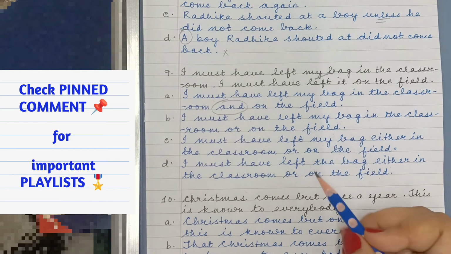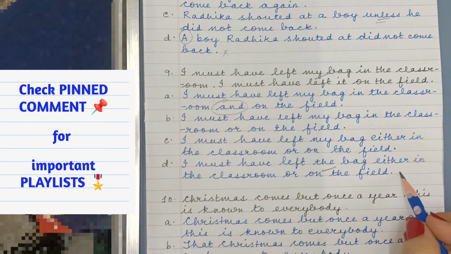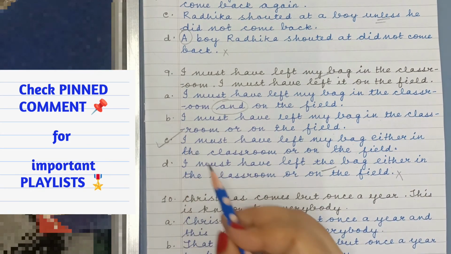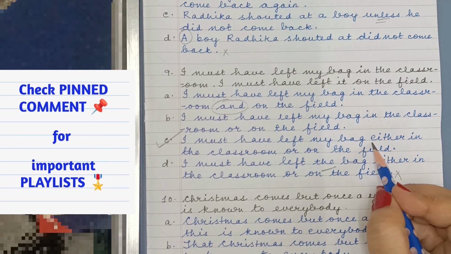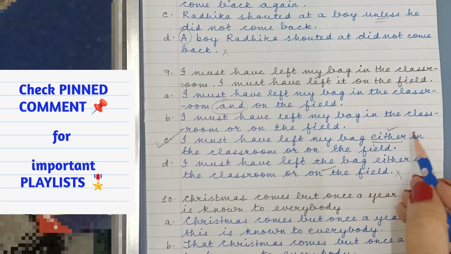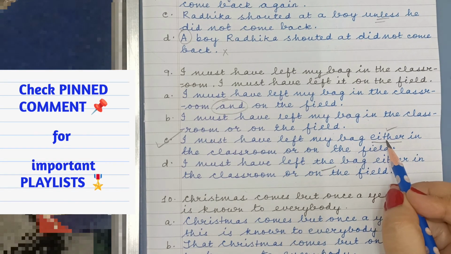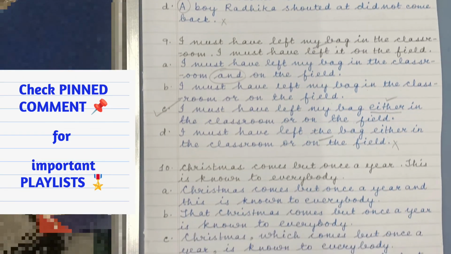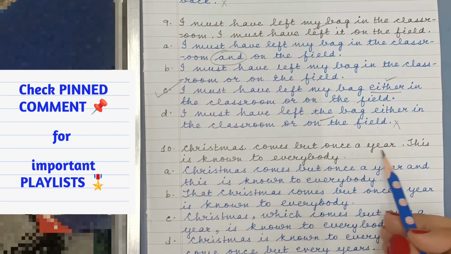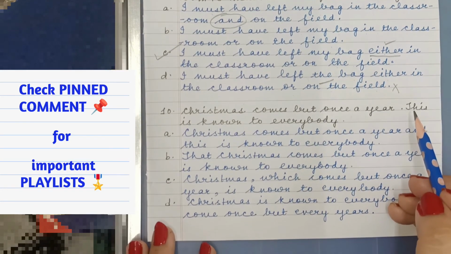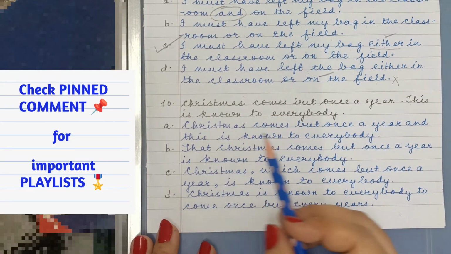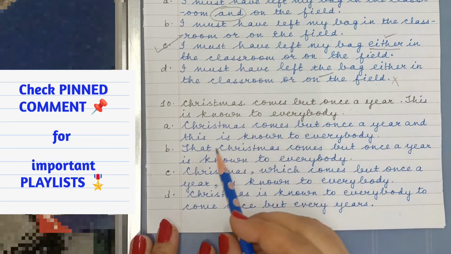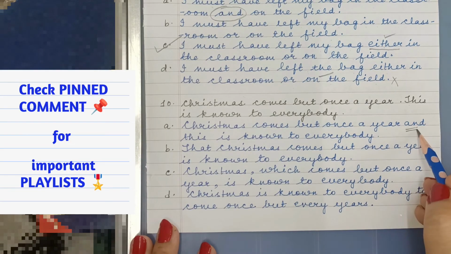It's my bag and not the bag. The fourth option is also incorrect and the most appropriate answer is the third option because here I have used either. Either must be there in your joining. Christmas comes but once a year. This is known to everybody. Christmas comes but once a year and this is known to everybody. The same mistake. No use of and here.